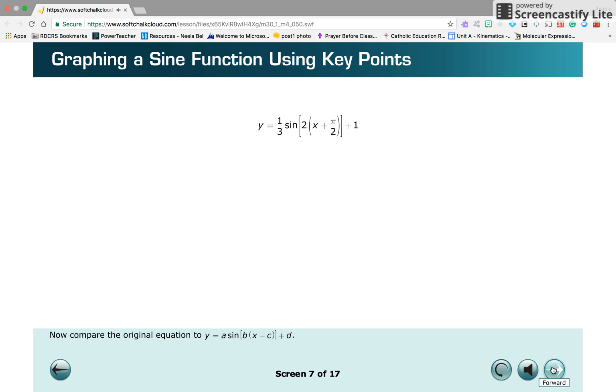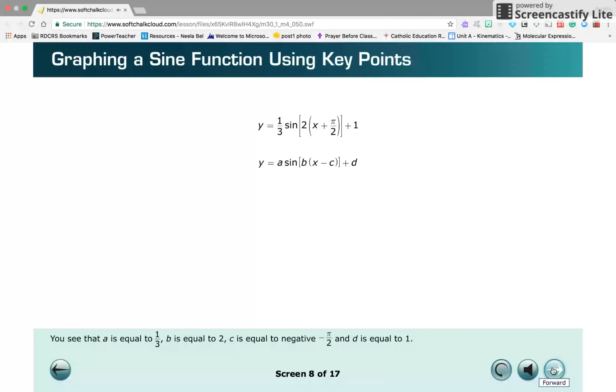Now compare the original equation to y equals a times the sine of b times x minus c, plus d. You see that a is equal to 1/3, b is equal to 2, c is equal to negative pi divided by 2, and d is equal to 1.